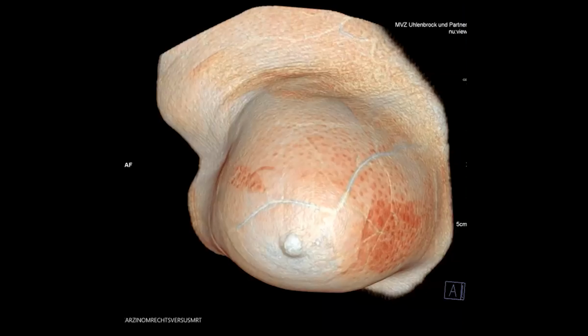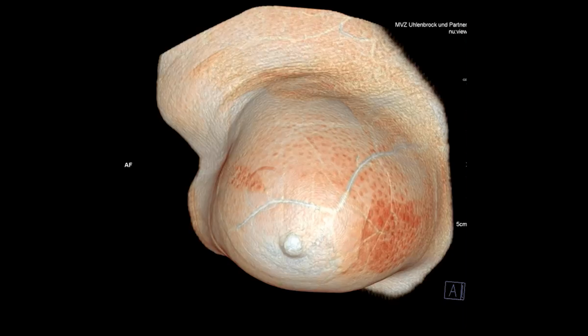Hello, everybody. I want to show you a nice example of the power of the Mamma CT in actual diagnostic imaging. What you see is a VRT of the right breast after Mamma CT, which is performed here with a high resolution of 0.15 millimeter in every direction. So you have the isovolumetric matrix and a very high resolution.